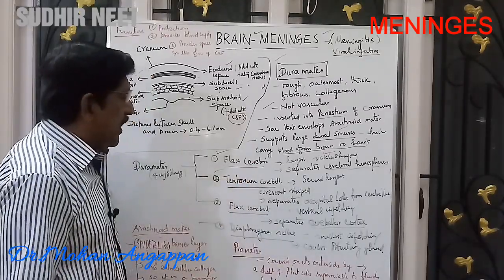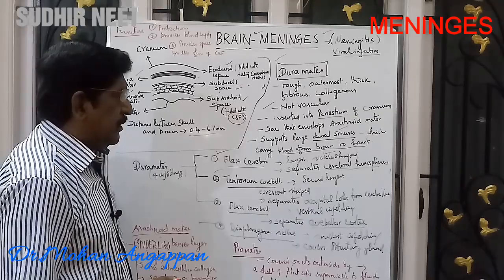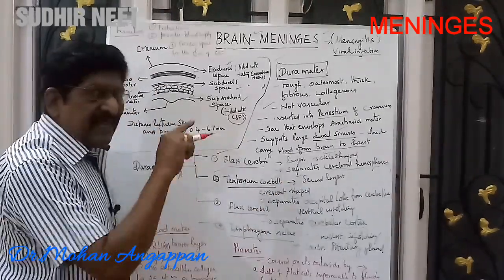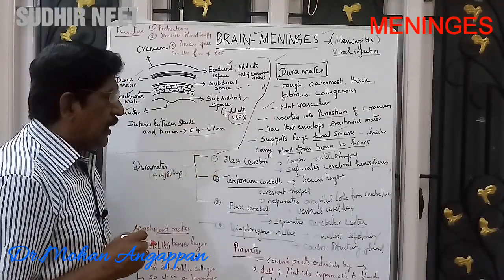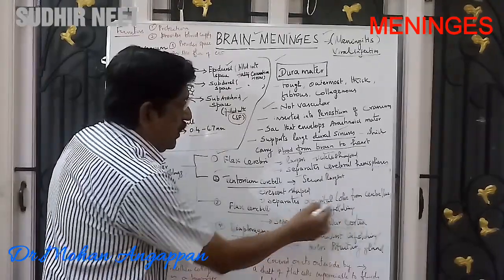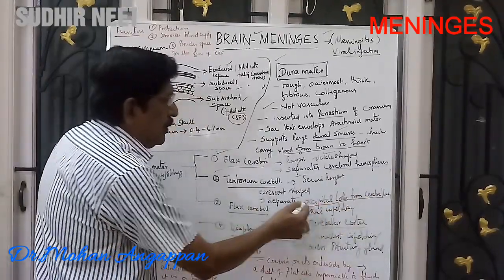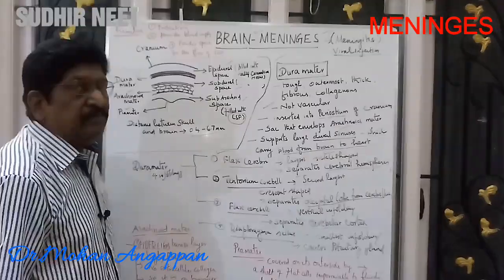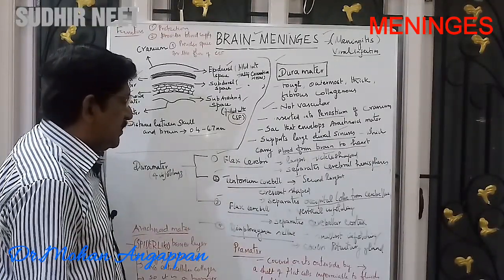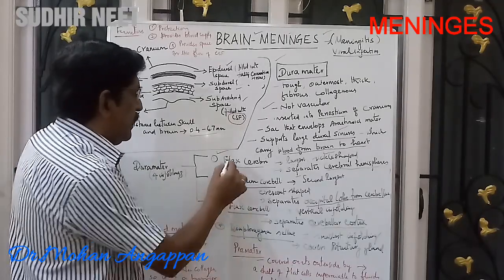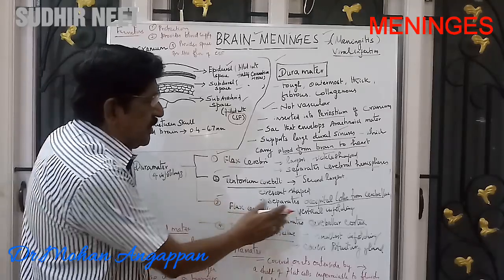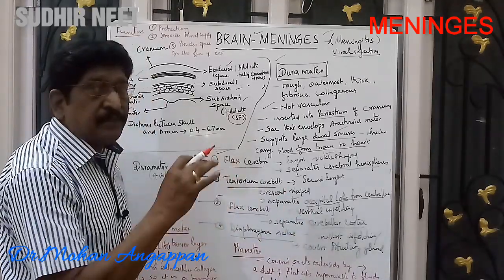Then number 2, tentorium cerebelli, is the second largest infolding, crescent shaped. It separates the occipital lobe from the cerebellum. Third infolding is the falx cerebelli. Falx cerebelli separates the cerebellar cortex.